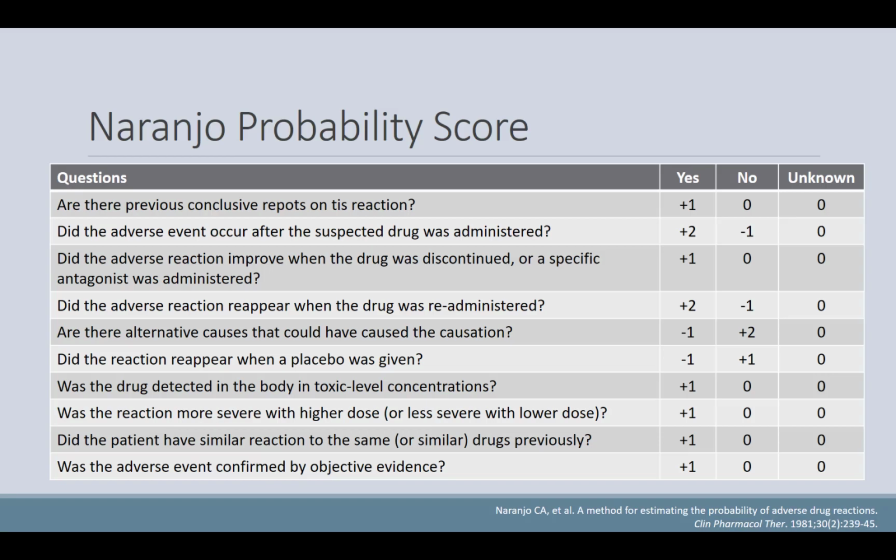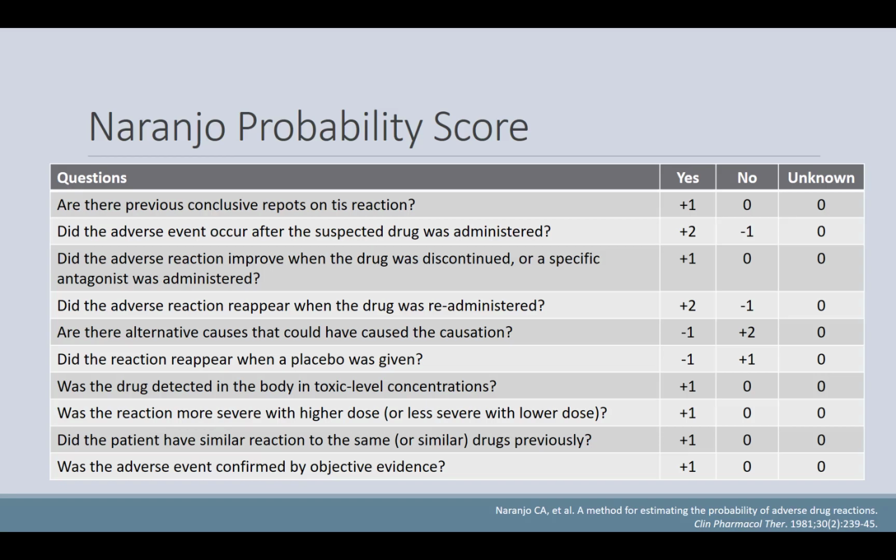Did the adverse reaction improve when the drug was discontinued or after a specific antagonist or antidote was administered, that would lead you to believe that it's more likely to be due to the drug? Did the adverse reaction reappear when the drug was readministered? Are there alternative causes that could have caused the reaction? If there are, it's less likely due to the drug. Did the reaction reappear when a placebo was given? If yes, then likely it wasn't the drug again.